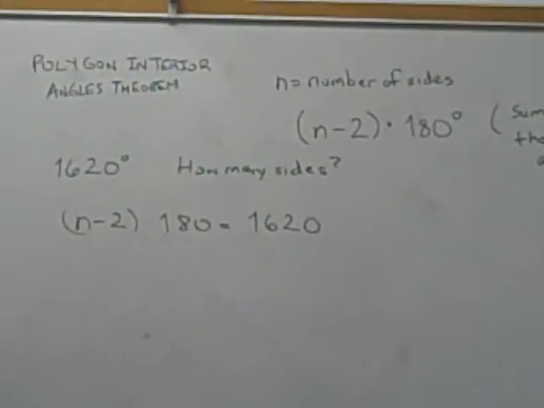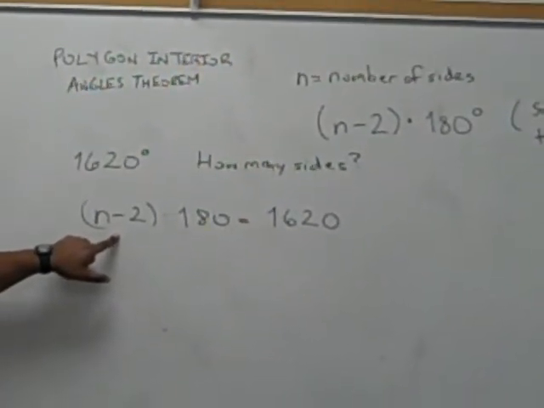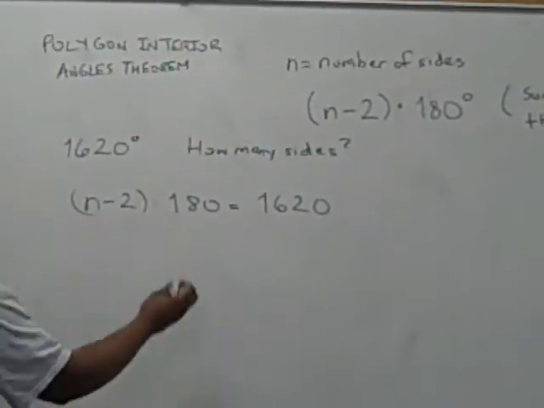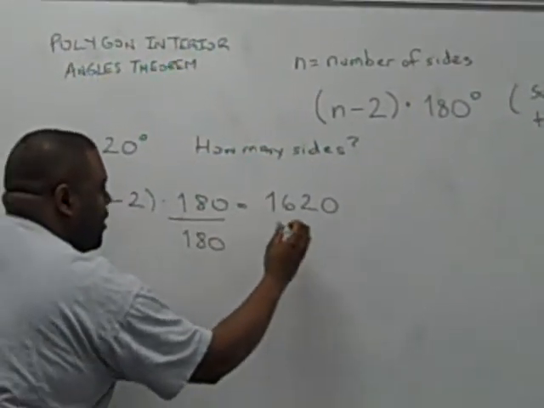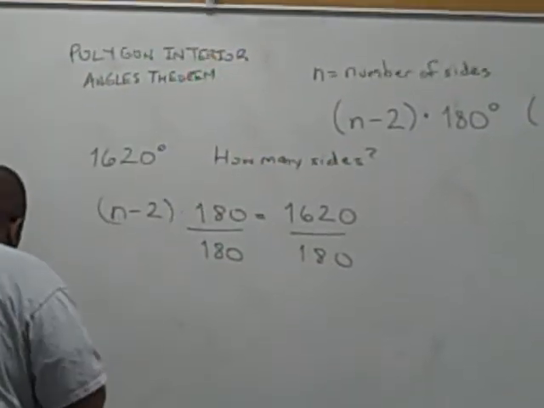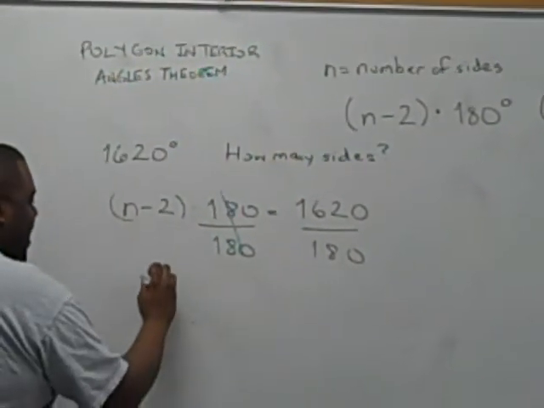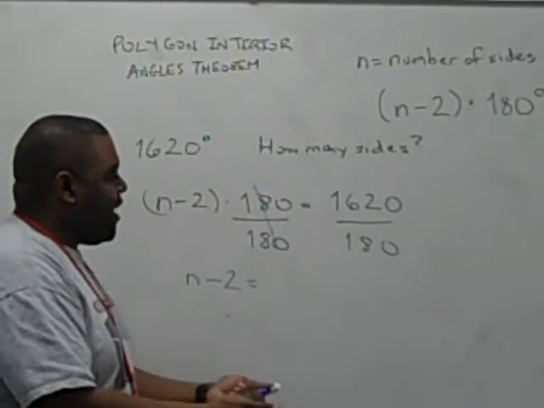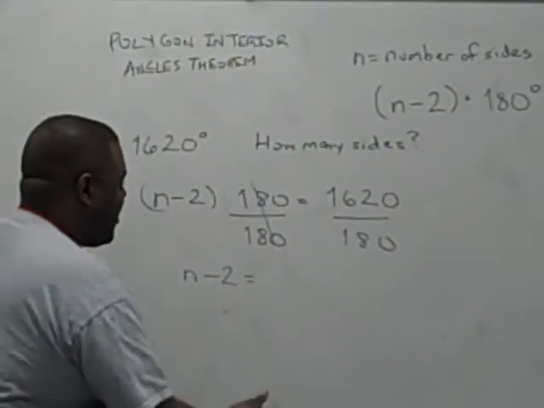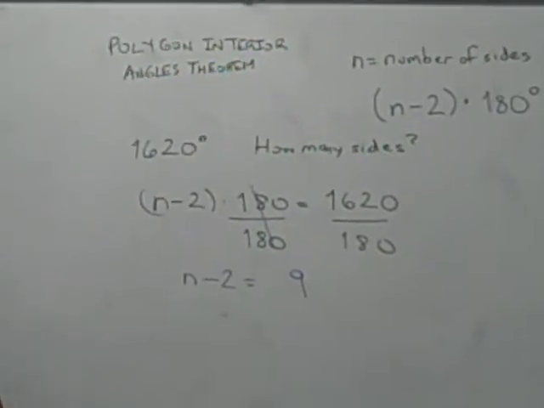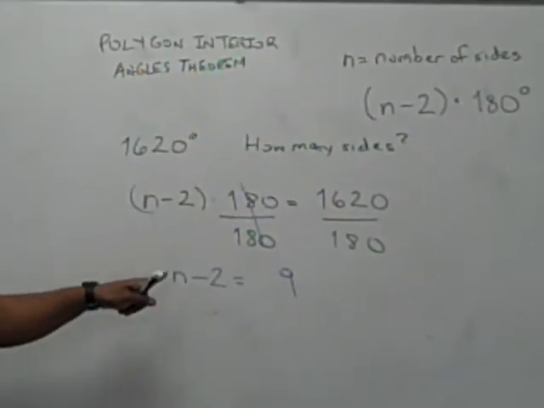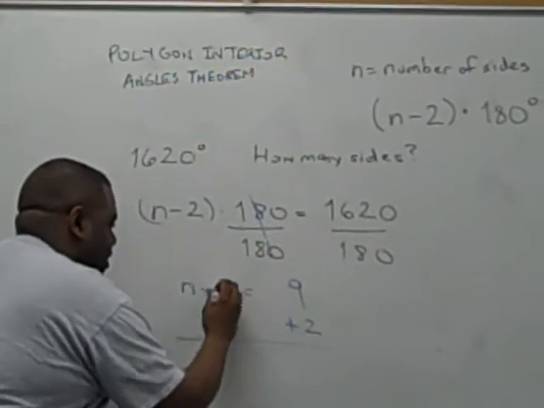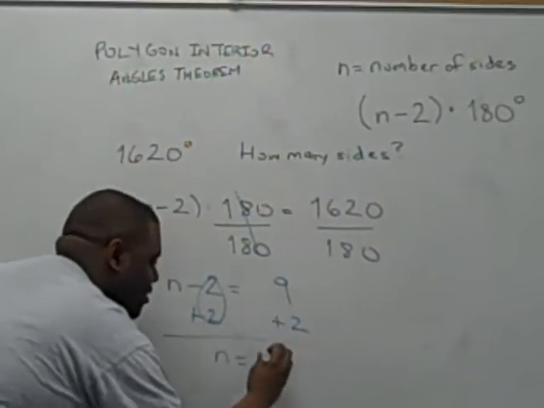Now all we got to do is solve the problem. Since we have this being multiplied to this, the best thing to do is to divide 180 to both sides. So I'm just going to take 180 and divide to both sides. Now, this cancels out, and I just have n minus 2 equal to 1,620 divided by 180. You can use your calculator to find out what that's equal to, but I'll save you the work and tell you that it's equal to 9. Okay? Now, it's very simple, because now all I got to figure out is what minus 2 equals 9. And to do that, just add 2 to both sides, zero that out, and you'll get n equal to 11.